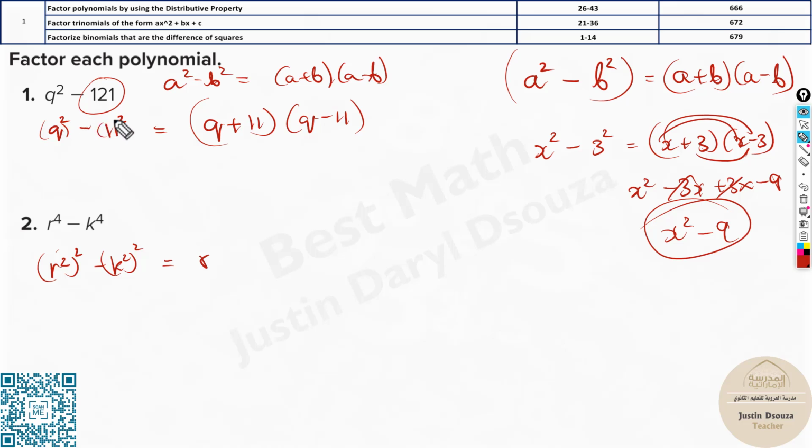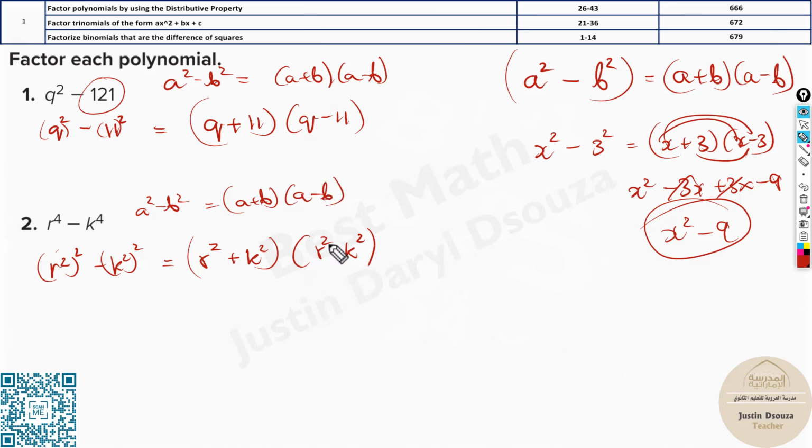Now, this was outside square, so we have only q and 11. But here, already we have squared. It's power 4. So, it will be r squared plus k squared. And over here again, r squared minus k squared. But before that, you should write the identity for each problem. I just wrote it once. So please make a habit to write this for every question.